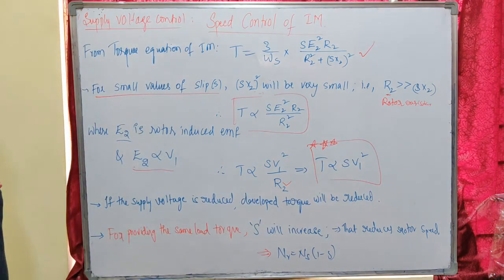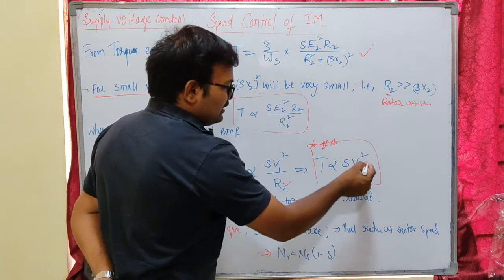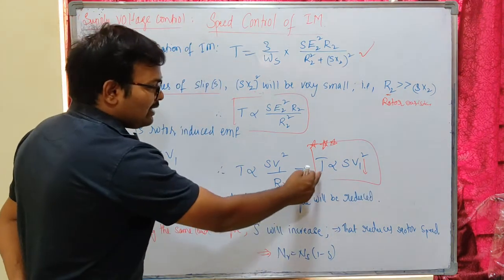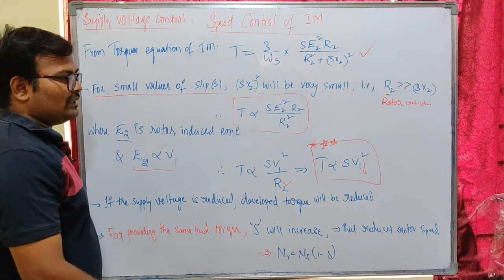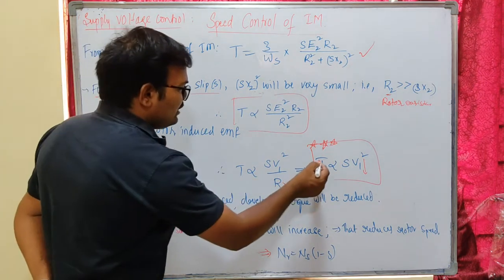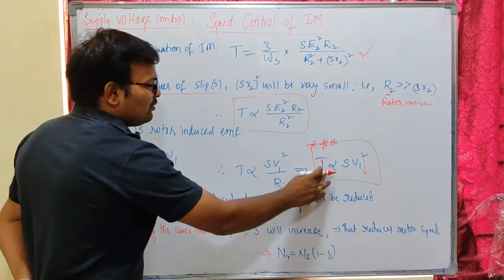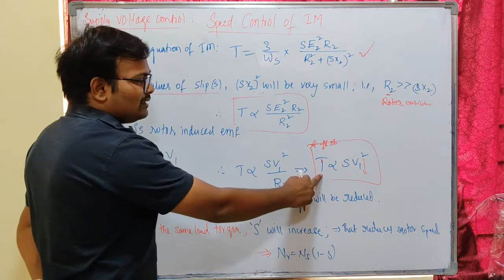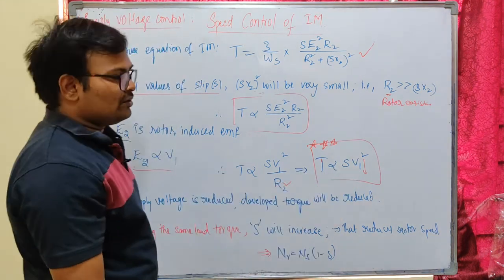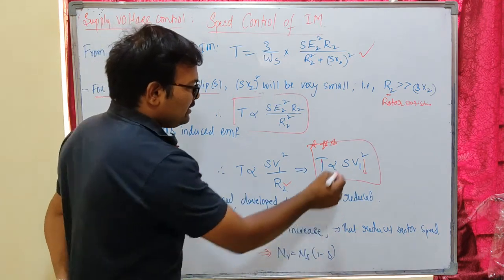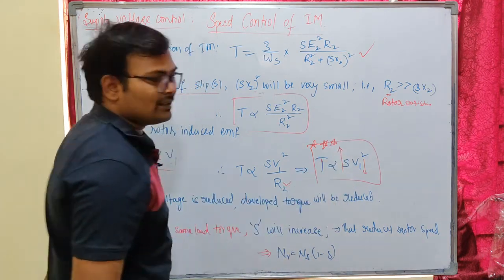Now let us say I want to reduce the supply voltage. What will happen? I need the torque of the machine to be constant, so that the machine drives a constant load. That means I have to keep this torque constant. My torque is constant and I am going to reduce the voltage here. So in order to keep the torque constant, as our voltage is decreasing, our slip will increase. Okay, that is the thing.